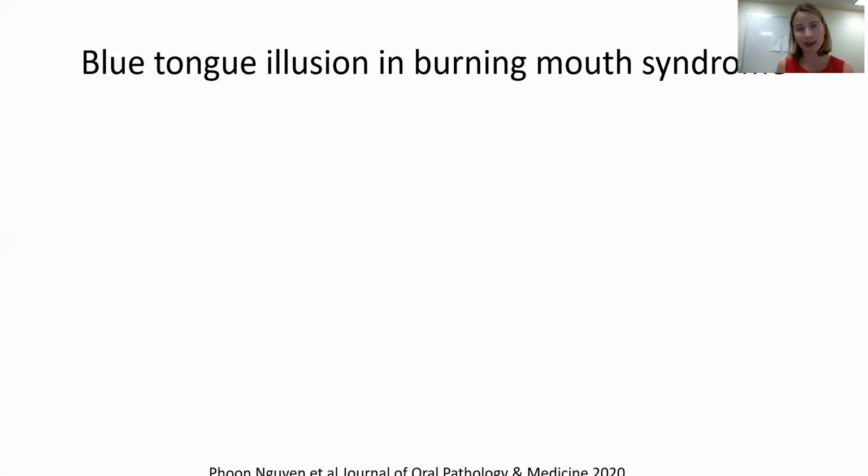We thought a really relevant condition to look at this in is people with a condition called burning mouth syndrome. It's quite a rare condition, but can be incredibly debilitating and resistant to treatment. They have burning pain, often in their tongue and oral mucosa. We were interested: if we have this nice blue, calming, cool-looking visual illusion, is it possible that it might reduce their burning pain?